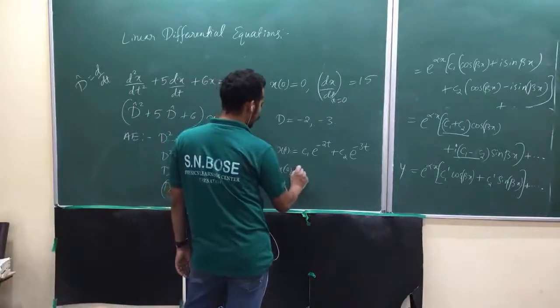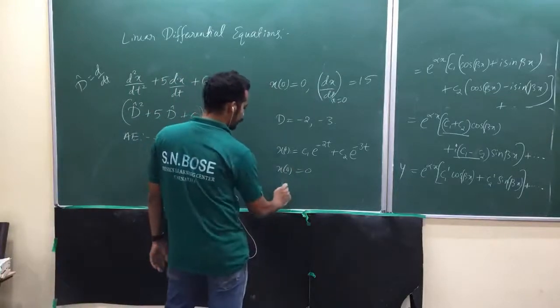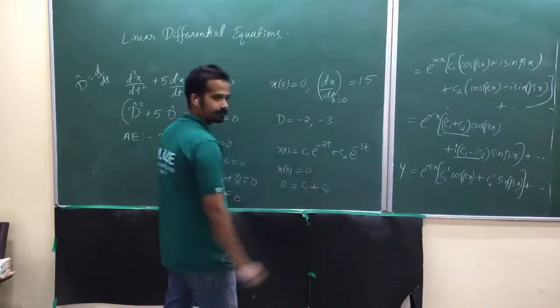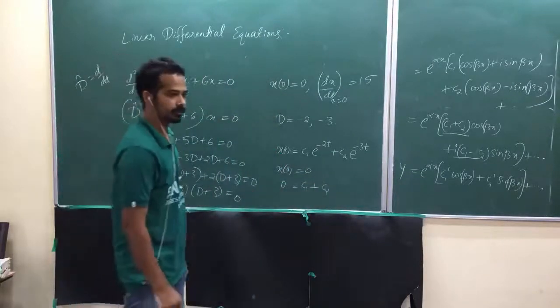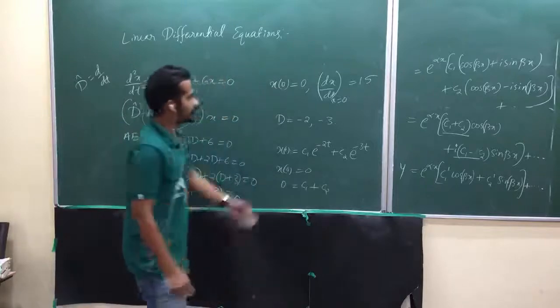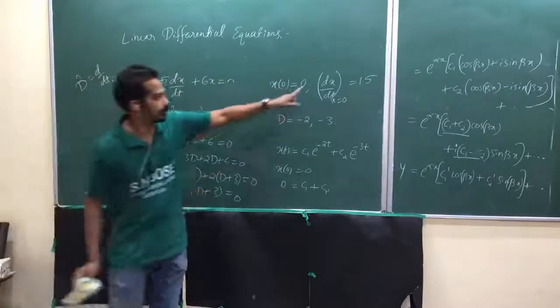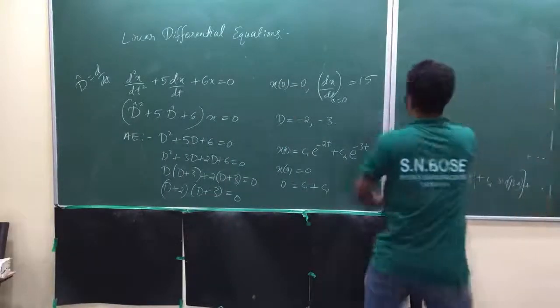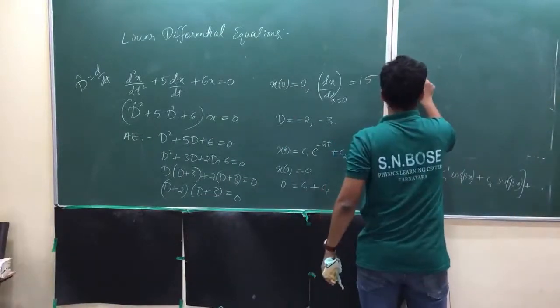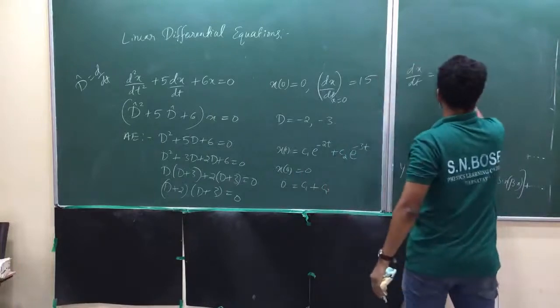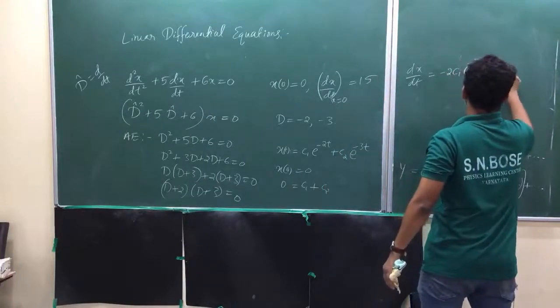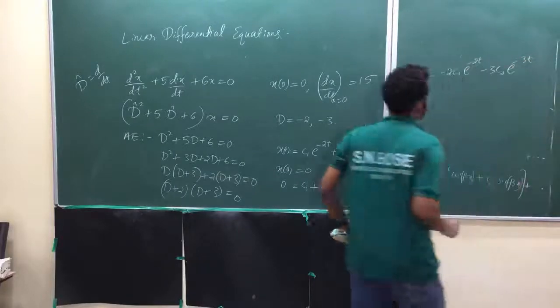Now look at here. X of 0 is equal to 0. What is this? 0 equals C1 e power 0 plus C2 e power 0. You got one equation. Am I right? Now you have to take dx by dt, because you have to write dx by dt at t equal to 0 equal to 15, isn't it? So find dx by dt. What is dx by dt? Minus 2 C1 e power minus 2t minus 3 C2 e power minus 3t. Just check it out.